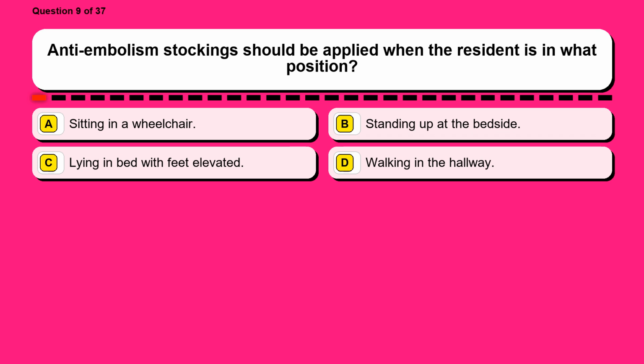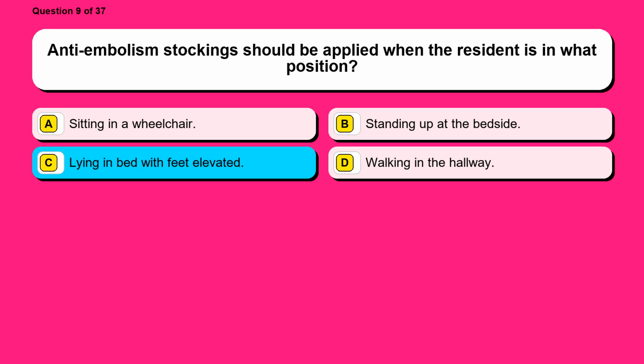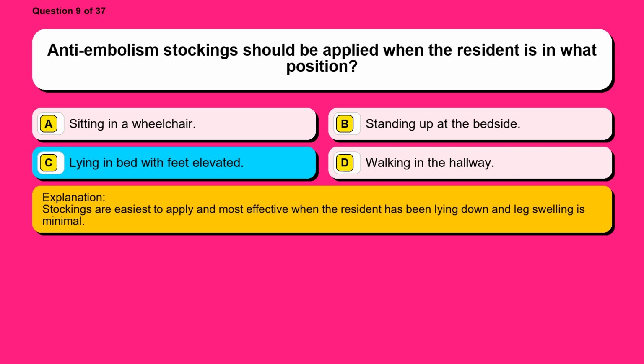Question 9. Anti-embolism stockings should be applied when the resident is in what position? Option A. Sitting in a wheelchair. Option B. Standing up at the bedside. Option C. Lying in bed with feet elevated. Option D. Walking in the hallway. The correct answer is option C. Lying in bed with feet elevated. Stockings are easiest to apply and most effective when the resident has been lying down and leg swelling is minimal.